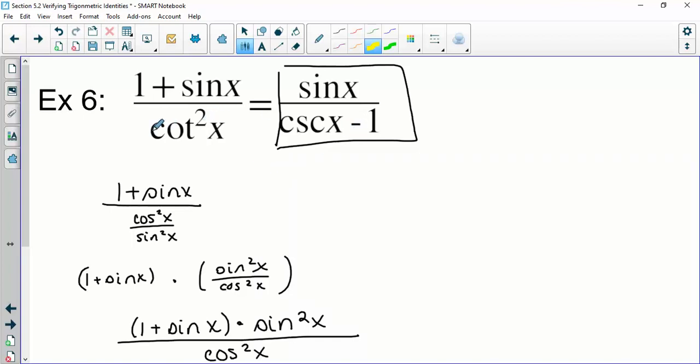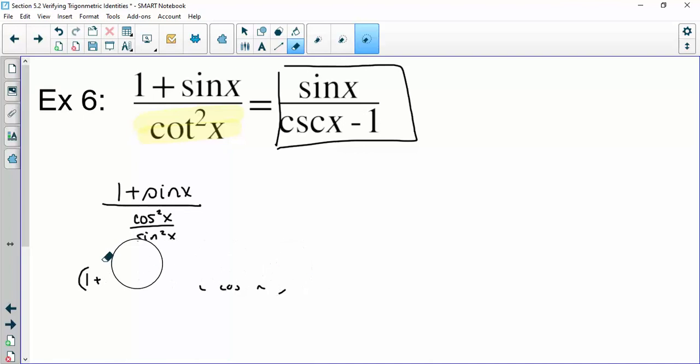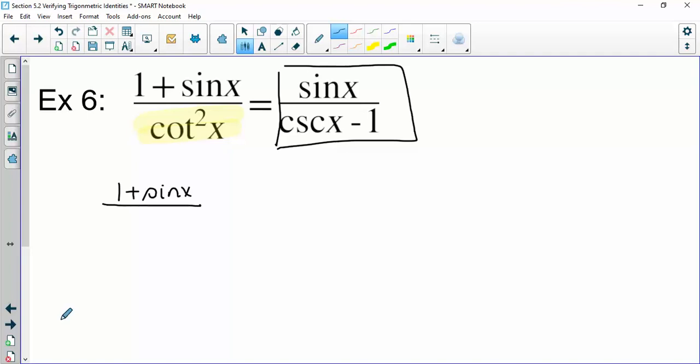On the original denominator, we had cotangent squared. Look at your goal. You want a cosecant. If you look at your Pythagorean identities, cotangent squared plus 1 is cosecant squared, so we should put a 1. Cotangent squared is cosecant squared minus 1.